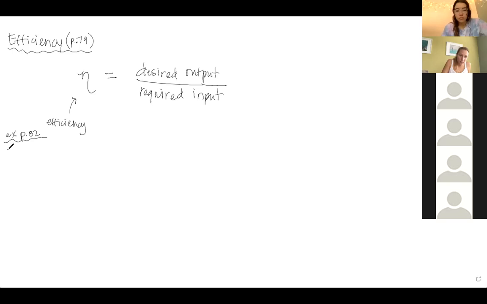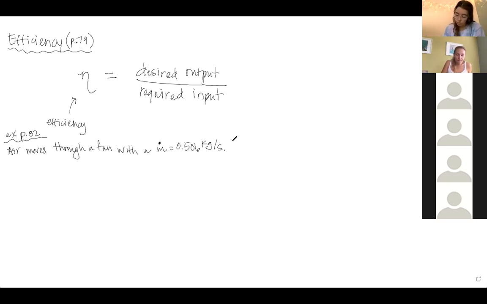For this question, air moves through a fan with a mass transfer rate, M with the hat, of 0.506 kilograms per second. Is that a mass transfer unit? Yes, it is. It's a mass per time. So mass rate of mass transfer.